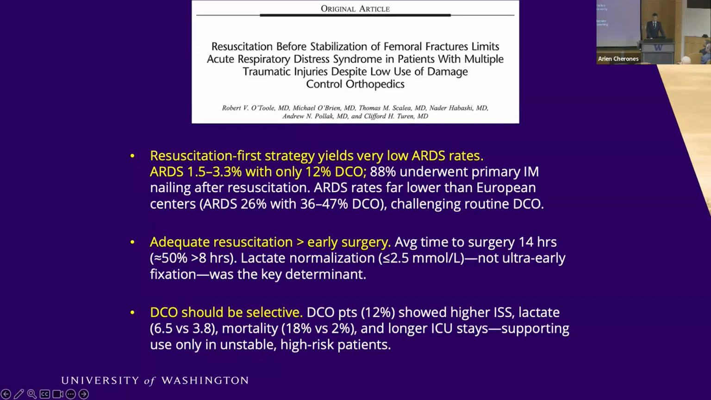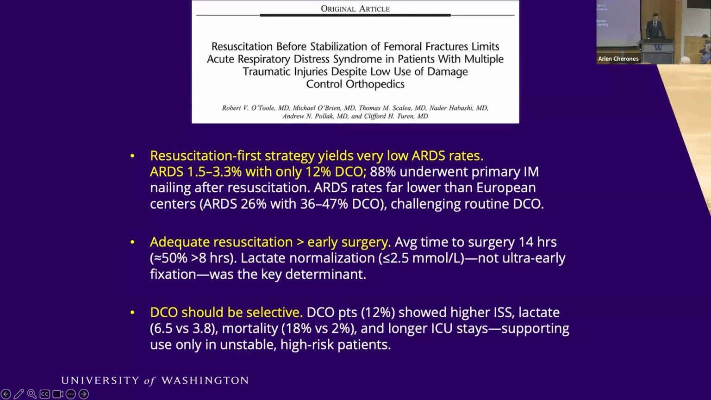So getting into some of the literature on early appropriate care and how this evolved and where we started. This was the first mention of some resuscitative measures, and this was out of Shock by O'Toole in 2009, and they evaluated 249 fractures. They looked at patients that had resuscitation before stabilization, followed by primary reamed intramedullary nailing of femoral fractures, versus those that just underwent damage control orthopedics.